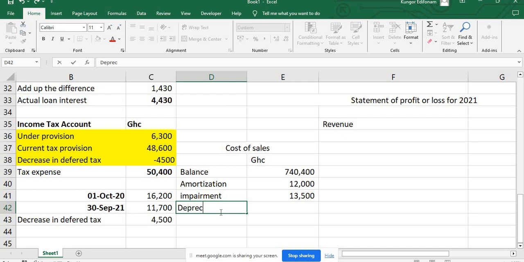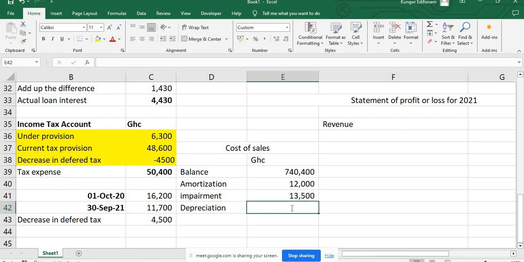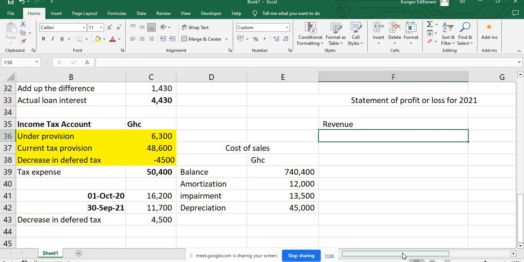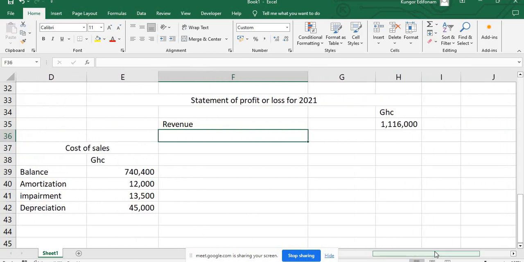Depreciation, 45,000. Okay. So now the summation of this should give us the cost of sales. Right. So our cost of sales.